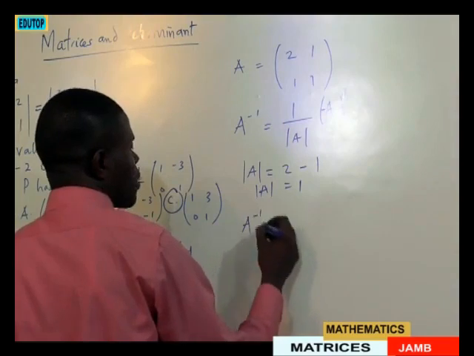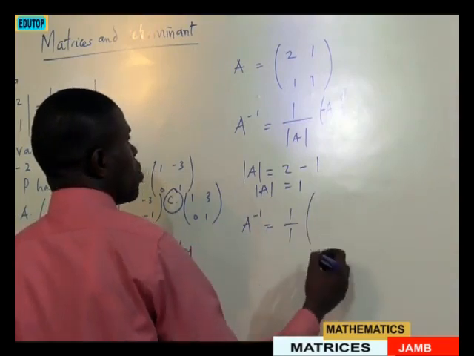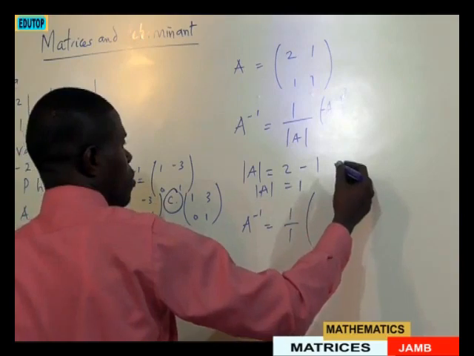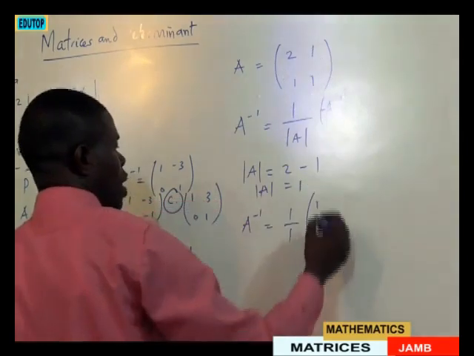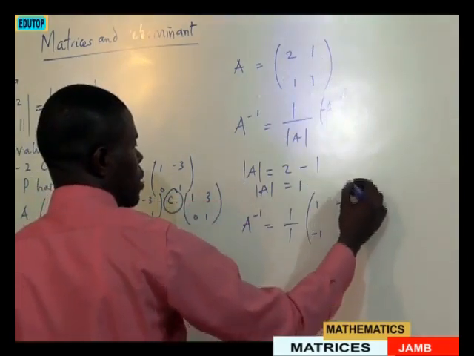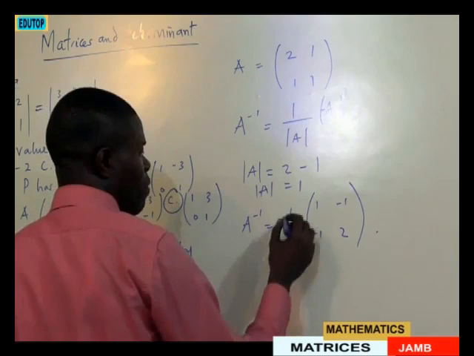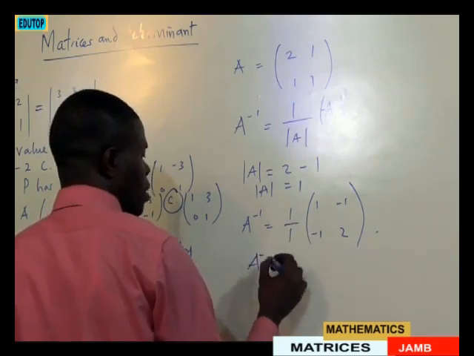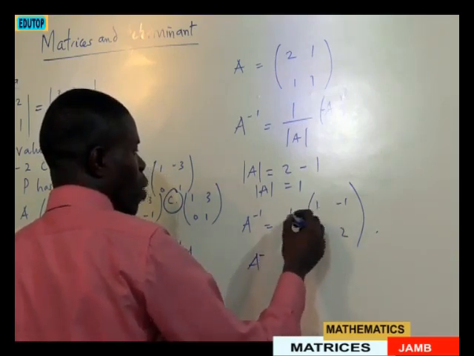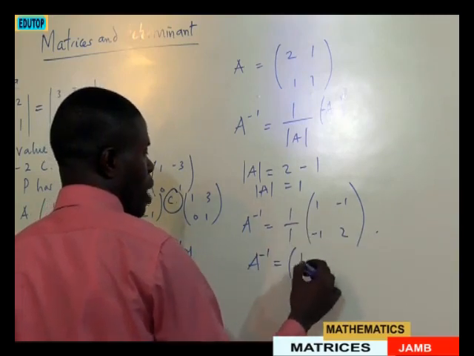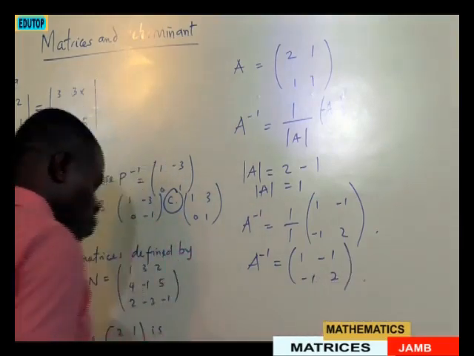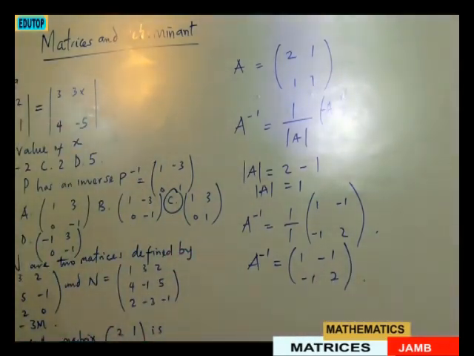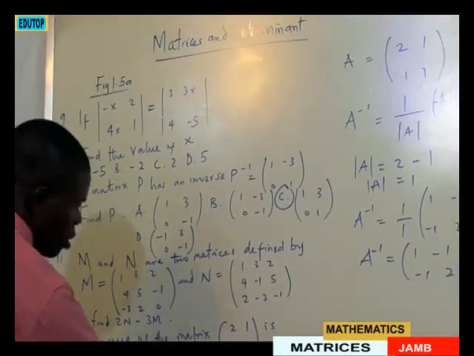So that means A inverse will definitely be 1 over 1 into, we interchange the leading diagonal, 1, 2. Then we change the sign of the other diagonal, minus 1, minus 1. So 1 times this is still 1. This times this, minus 1, minus 2. So we are going to have 1, minus 1, minus 1, 2. So let's go to our options and see the one that corresponds with that, and that's option D.